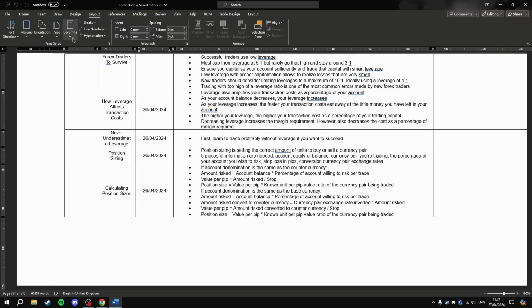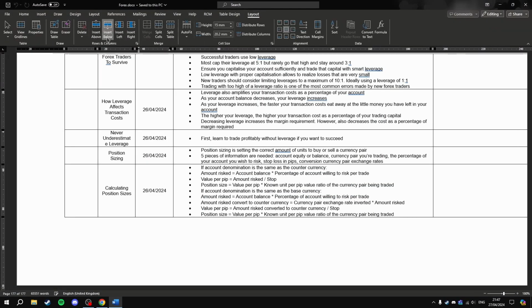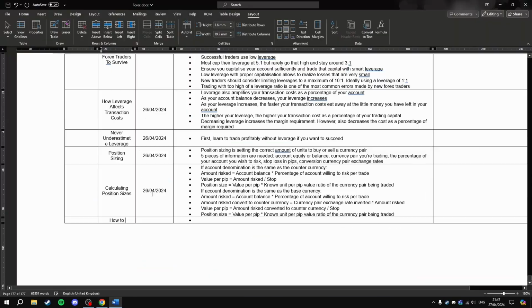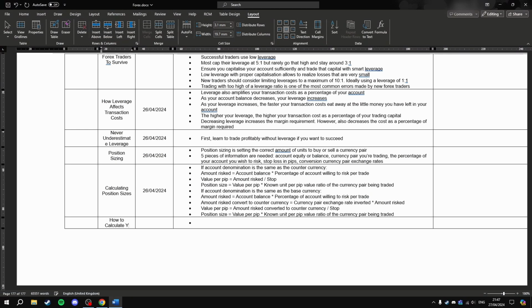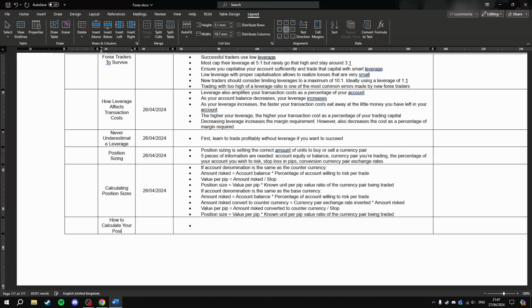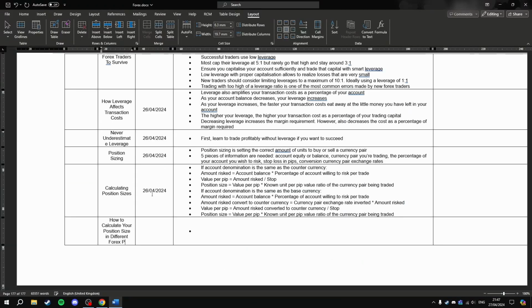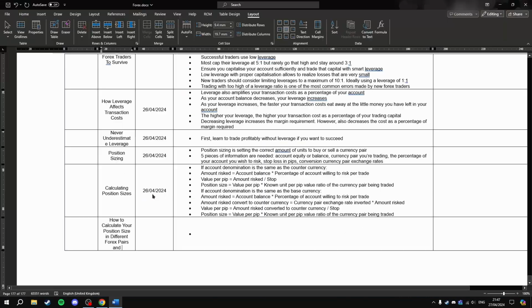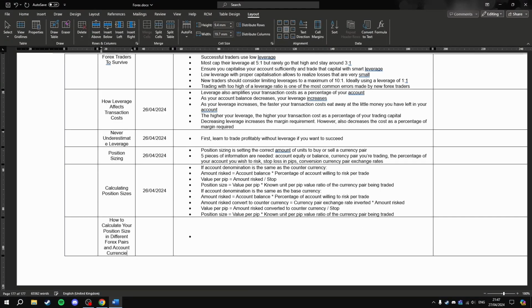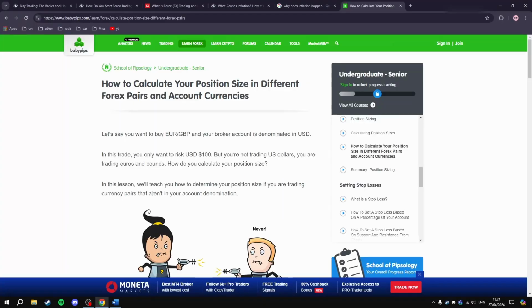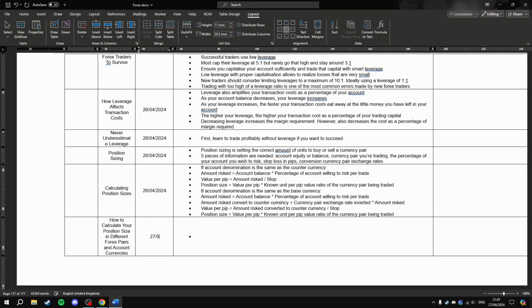So how to calculate your position size in different Forex pairs and account currencies. Date is the 27th.